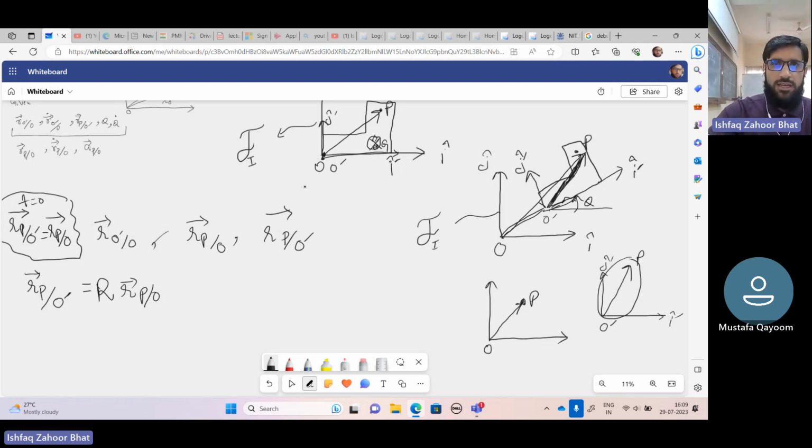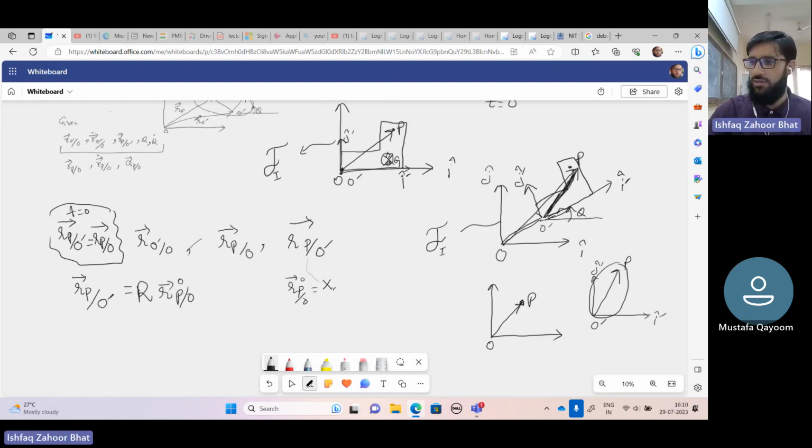And R P O is the initial position vector of P with respect to O. That will not change, because it is something which is at t equal to 0. When t is not equal to 0, then it is R P O dash. I have to write this at t equal to 0, because there is a difference. If you join this P to O at any time, this is R P O, and R P O zero means this vector at t equal to 0. So let me assume that at t equal to 0, this R P with respect to O is some x naught i or whatever.